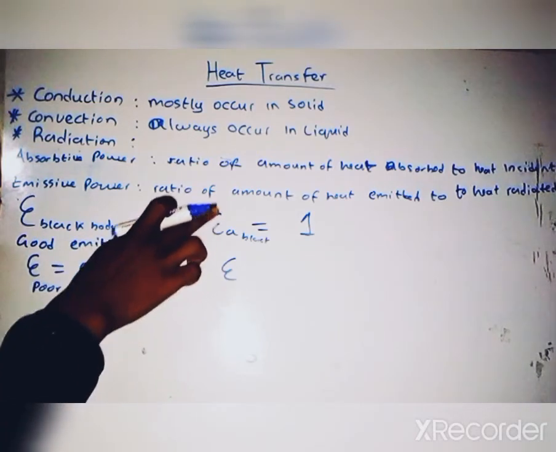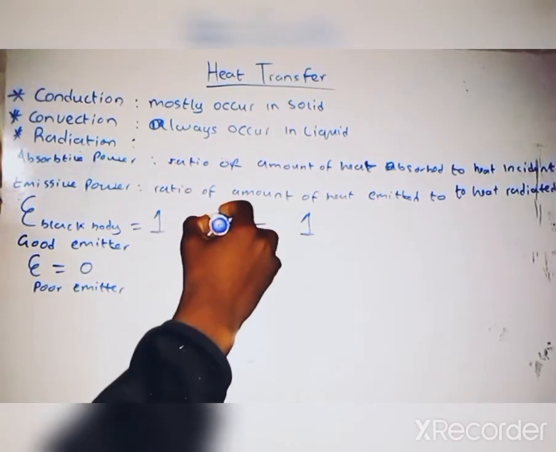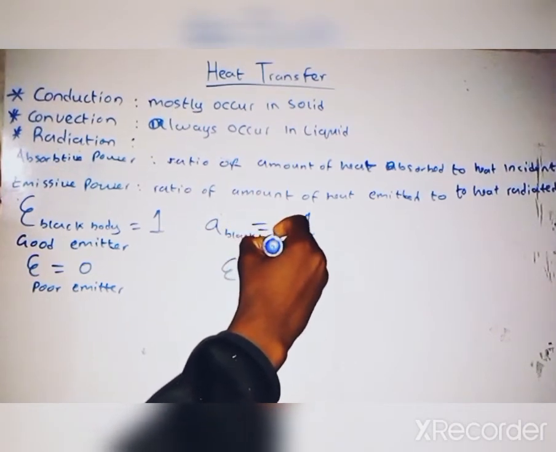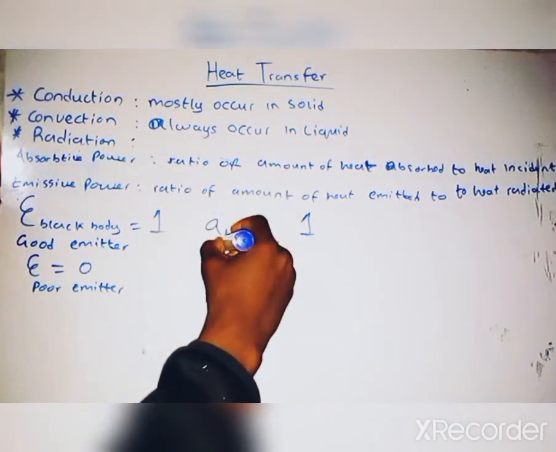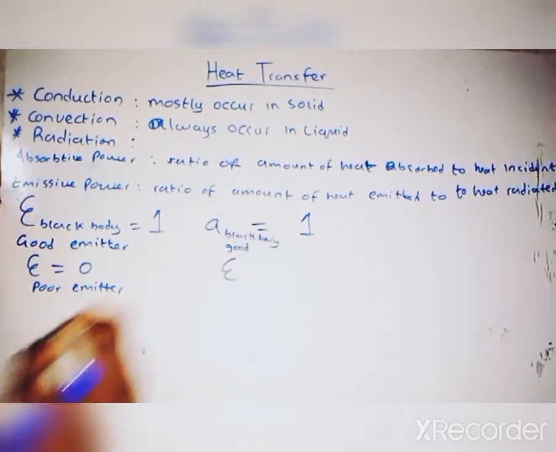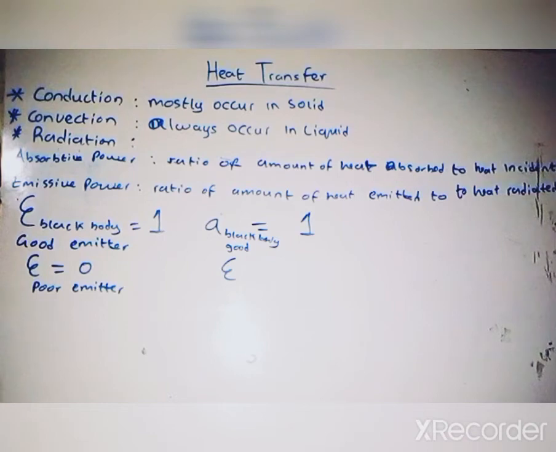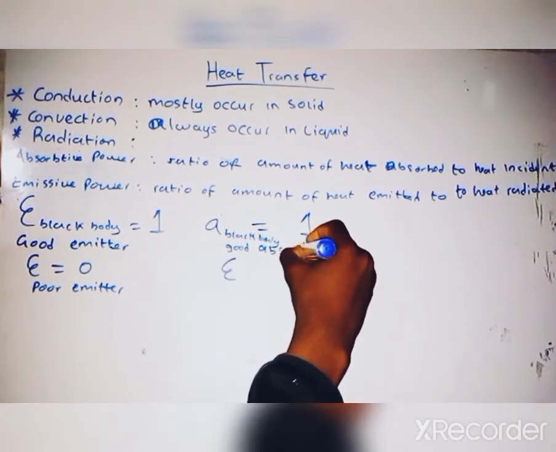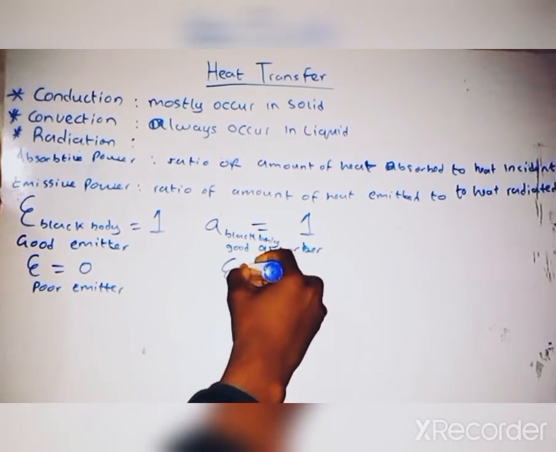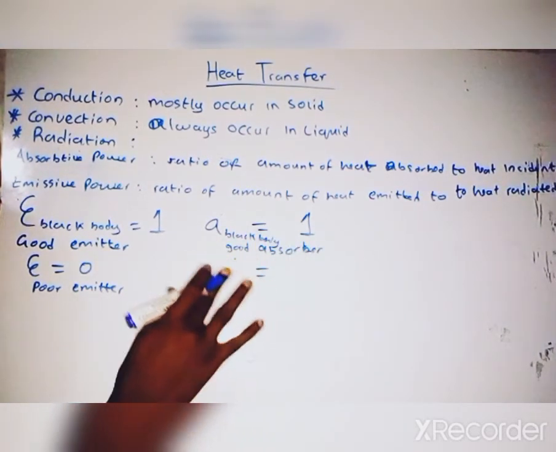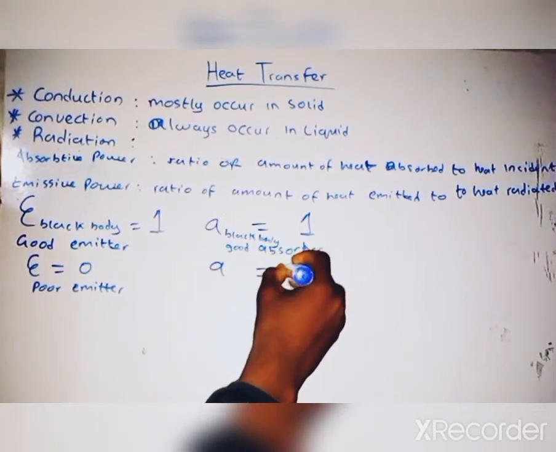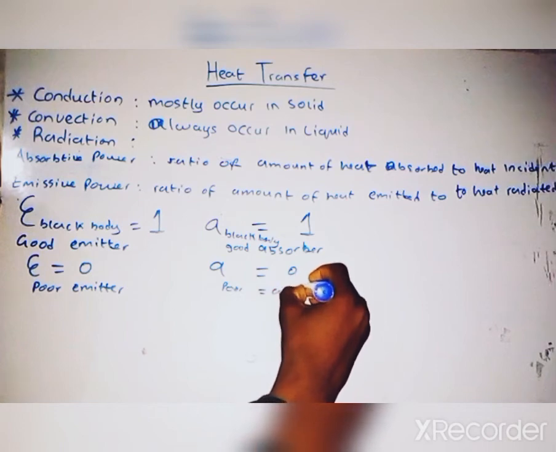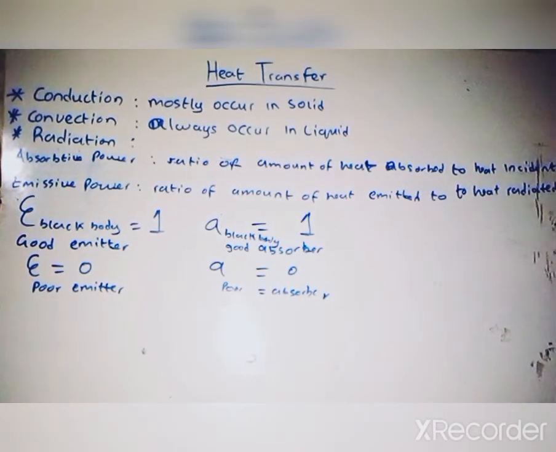Absorptive power of a black body is 1, so it is a good absorber. When absorptive power is equal to 0, it is a poor absorber.